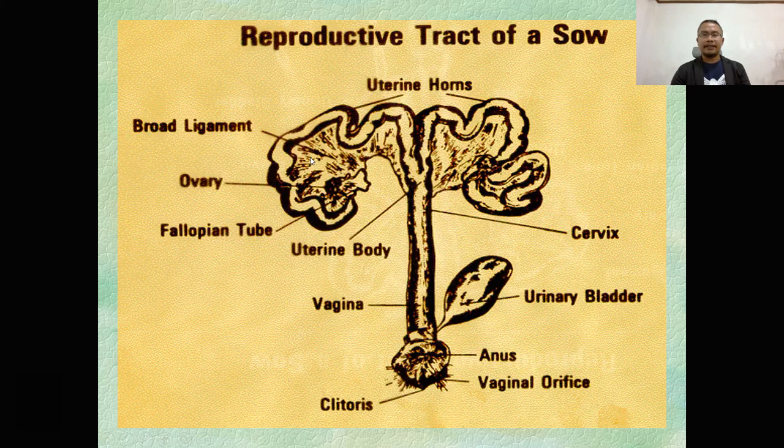That is why, as I have said, even though this is a smaller illustration, this uterus can bear 14 piglets during pregnancy.